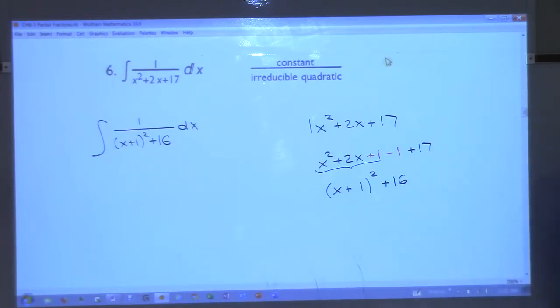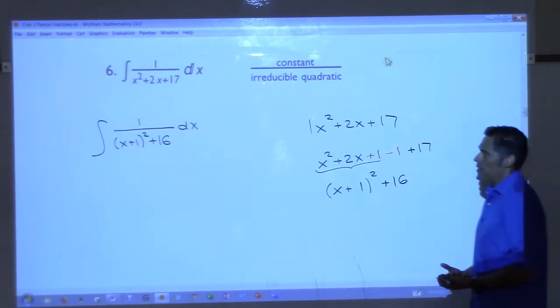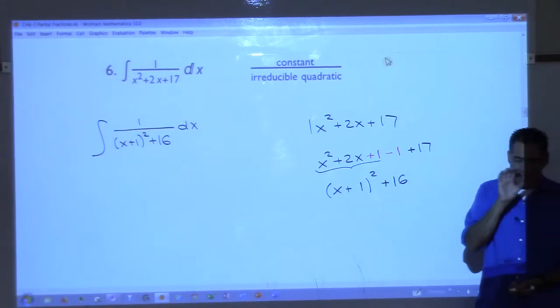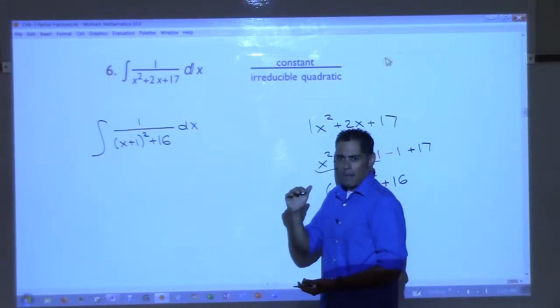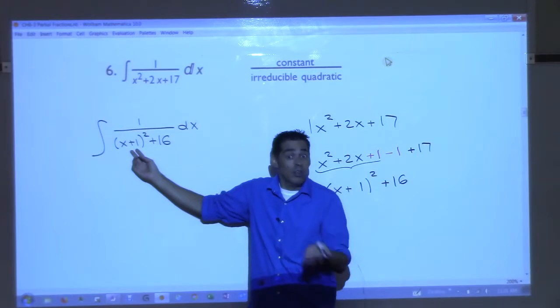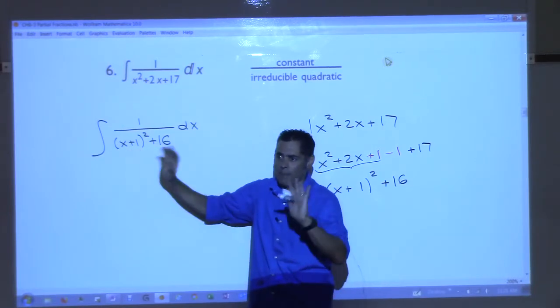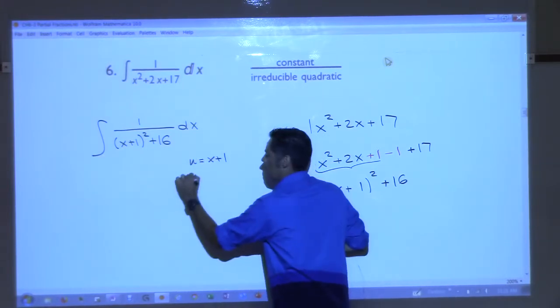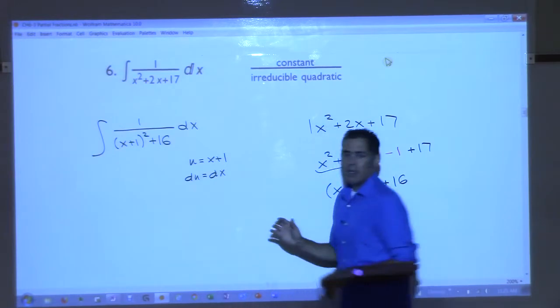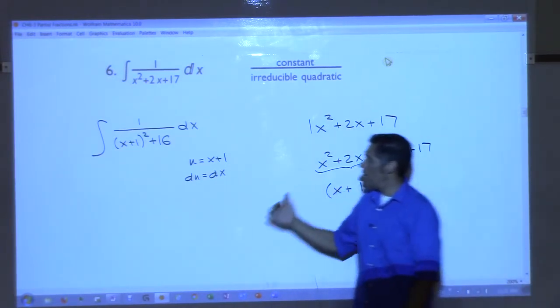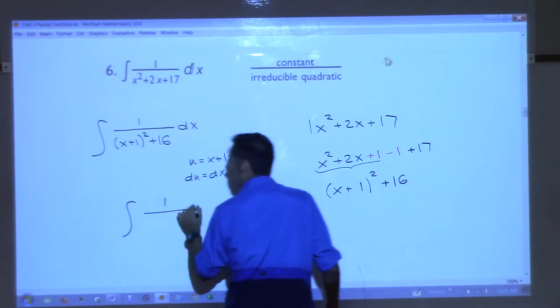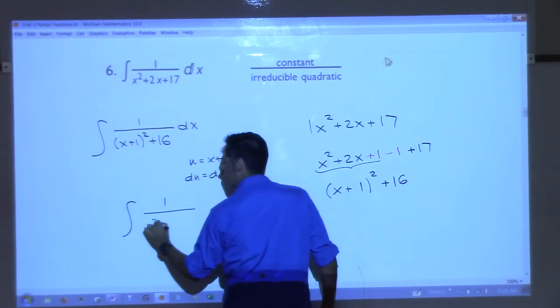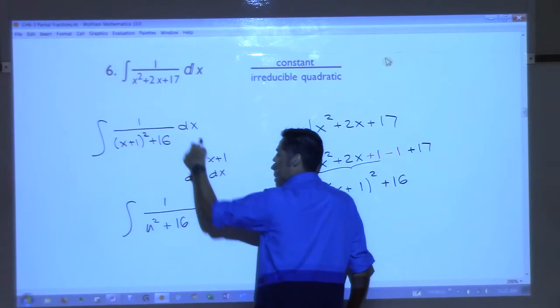Right? So what have we gained here? Well, we just rewrote it. We didn't change the problem. It just looks different. But if you squint your eyes just enough, the x plus 1 is essentially like a u, like in a basic u substitution. If I did this, u is x plus 1, what's du? dx, right? So that would allow me to switch this problem over directly to 1 over u squared plus 16, dx is du.